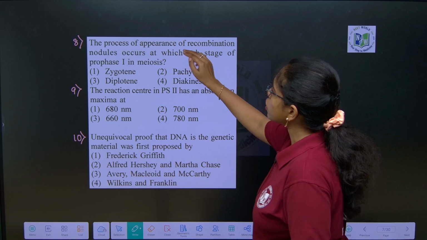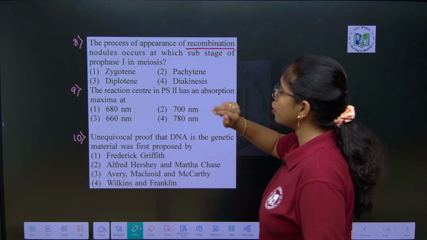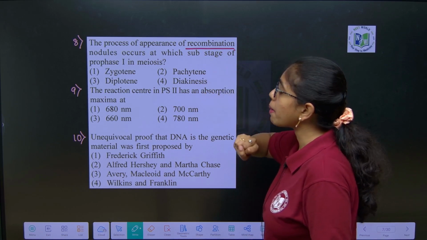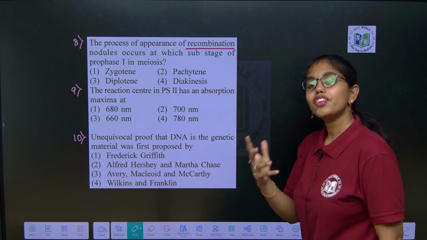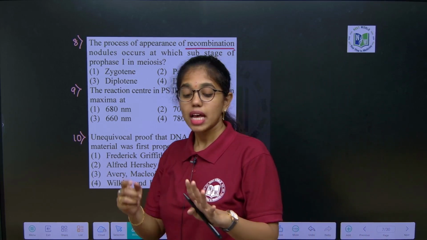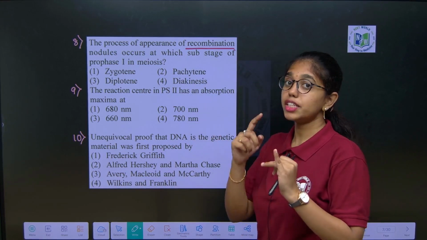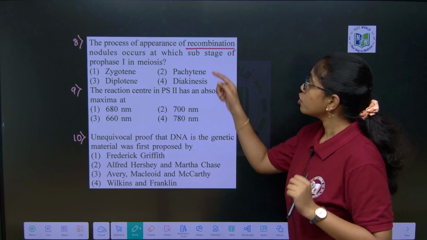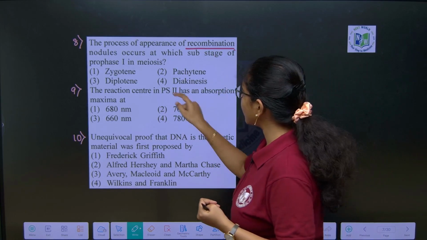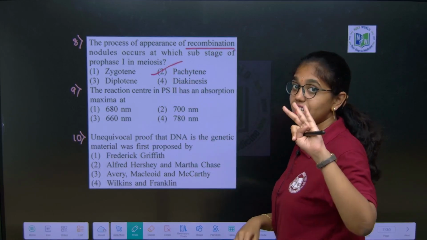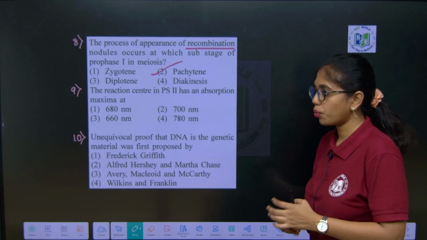Next, the process of appearance of recombination nodules occurs at which substage in prophase 1? We all know prophase has 5 substages: leptotene, zygotene, pachytene, diplotene and diakinesis, right? So recombination nodules form in which phase? Pachytene stage, that is the third substage of prophase 1.